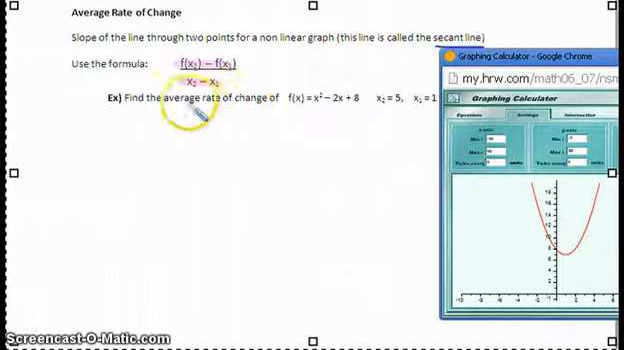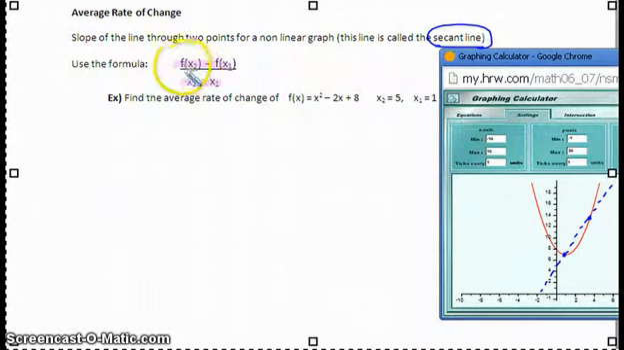So if it's asking me to find the average rate of change of this parabola, which is graphed here, let's look at where x is 5, which is right about here, and where x is 1 is right about here. And so what I'm really trying to do is come up with the slope between those 2 points. And this dashed line that I'm drawing, that's really the secant line. So I can find an approximation of the slope by finding the slope of that line. And the way I can find the slope of that line is to plug it into this equation.